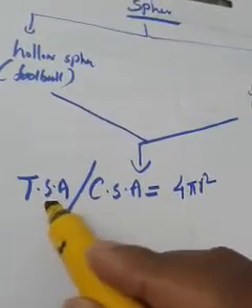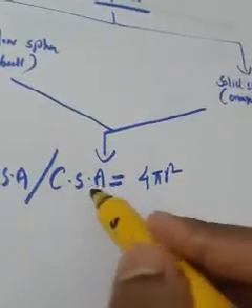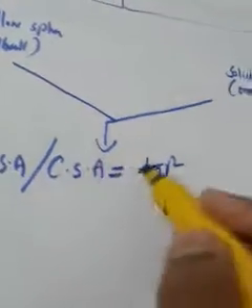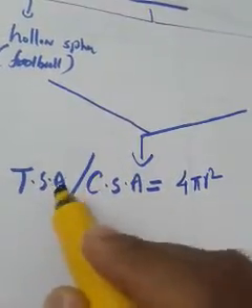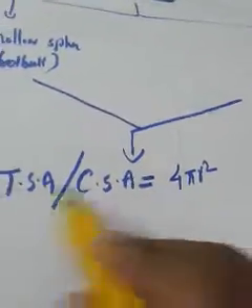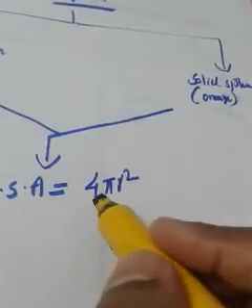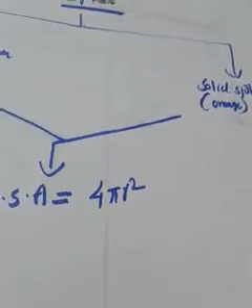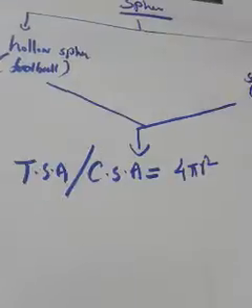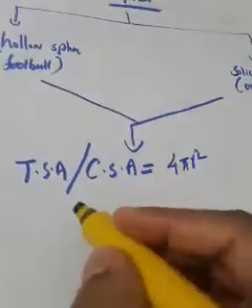There is a common formula for total surface area and curved surface area, because total surface area of a sphere is nothing but its curved surface area. Both are same in the case of sphere, and it is given by 4 pi r square. Are you following me? Yes. And next is volume.